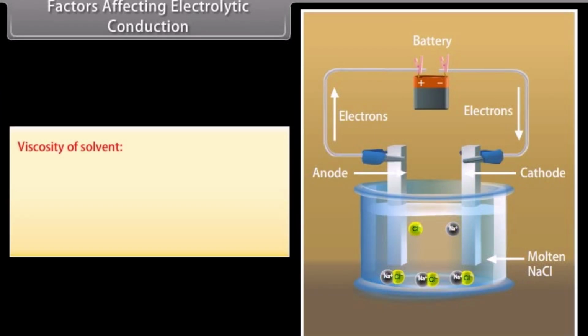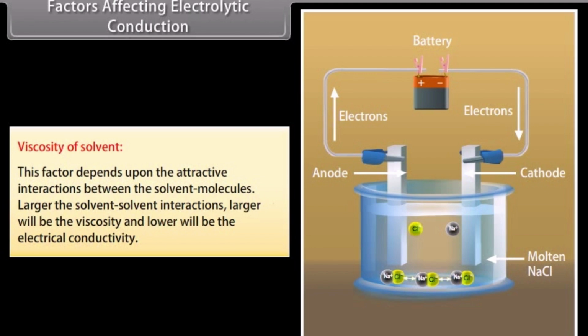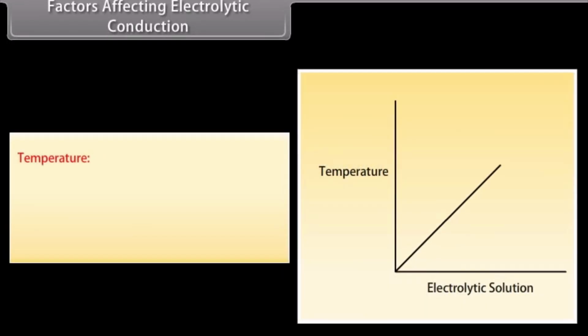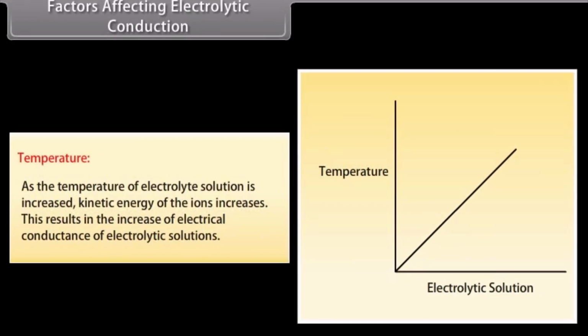Viscosity of solvent. This factor depends upon the attractive interactions between the solvent molecules. The larger the solvent-solvent interactions, the larger will be the viscosity and the lower will be the electrical conductivity. Temperature. As the temperature of the electrolyte solution is increased, the kinetic energy of the ions increases. This results in the increase of electrical conductance of electrolytic solutions.